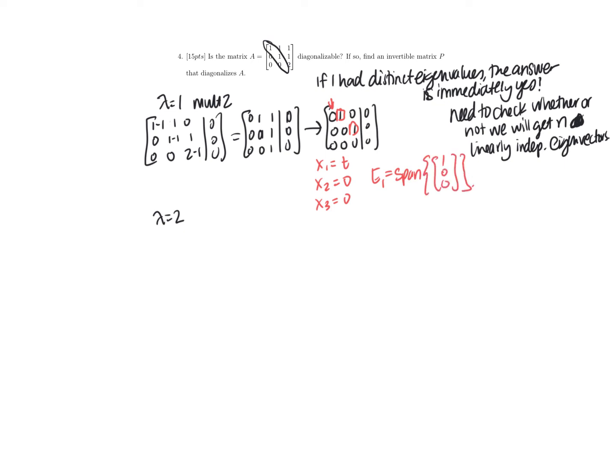And I could actually stop here because I know that that multiplicity 2 eigenvalue only had one eigenvector, so that means that it is not diagonalizable, because I'm only going to get one eigenvector out of that one. So I know it's not diagonalizable. So this will only give me one eigenvector.